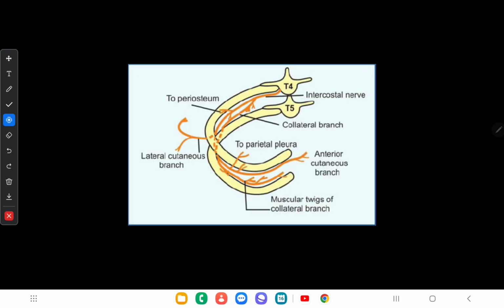Then you have a collateral branch. I'll show you in this picture. This is the collateral branch. Here you can see the collateral branch.